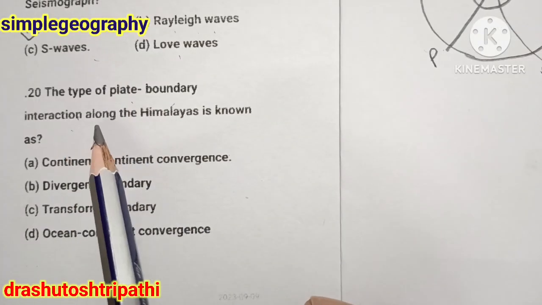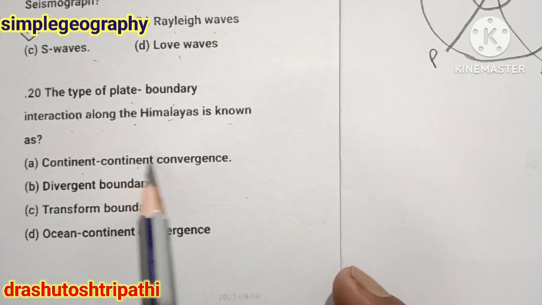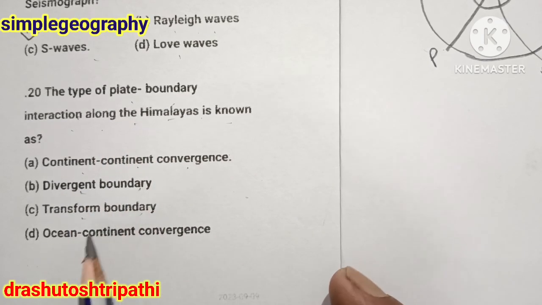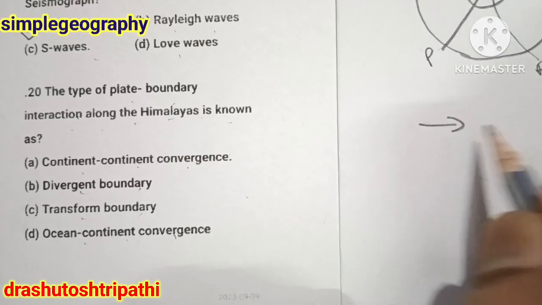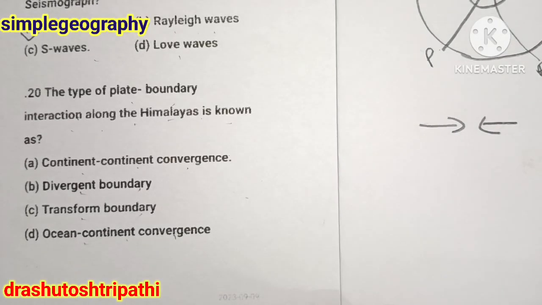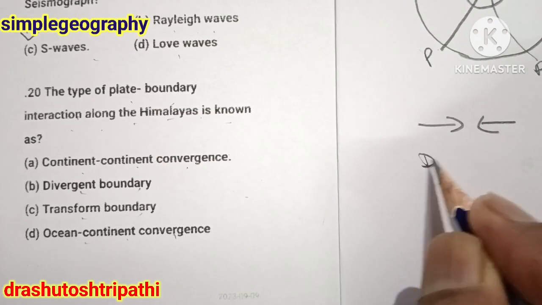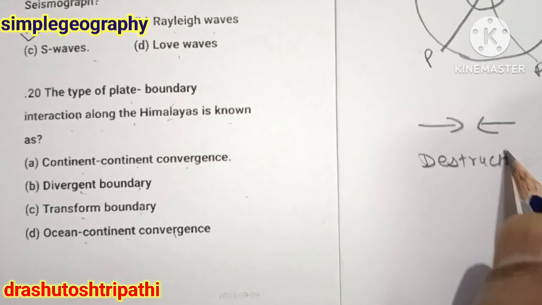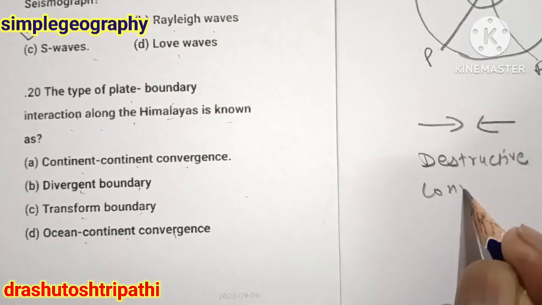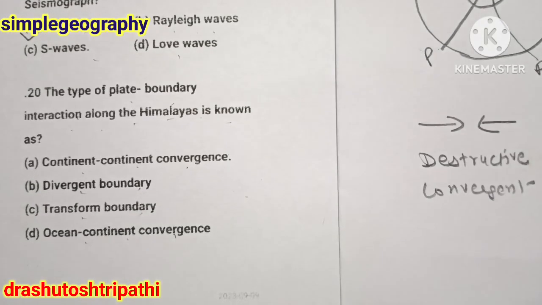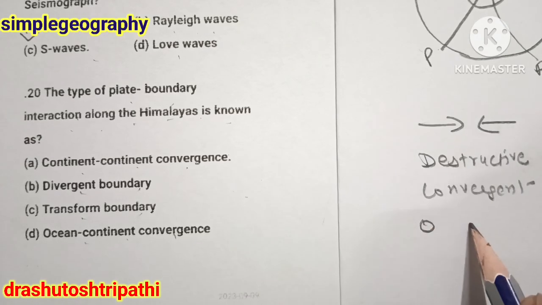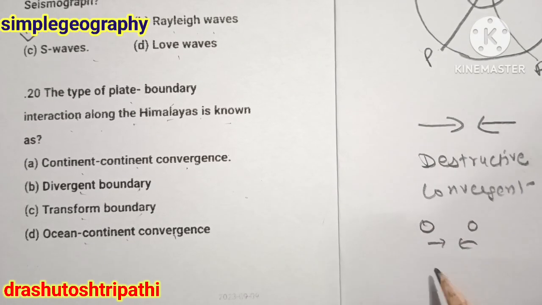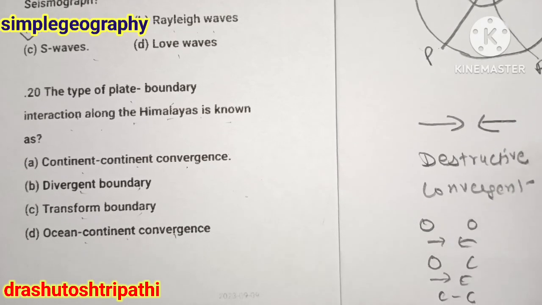Type of plate boundary interaction along the Himalayas is known as: continent-continent convergence, divergent boundary, transform, or ocean-continent convergence. See that there are three types of plate boundaries. Divergent, convergent, which means when two plates collide with each other. What is that called? That is known as destructive or convergent. It is of three types: one, ocean to ocean; second, ocean to continent; and third, continent to continent.